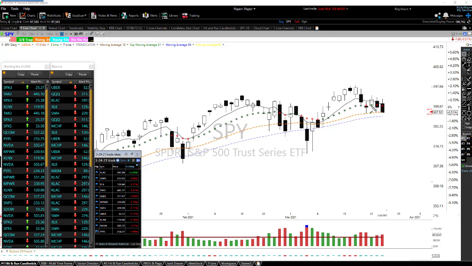Now that would change if we actually came way below the 50 and then we started to do some relief rallies. That would change a little bit, and I would look for some relief rally trades. But right now we're going to look at that.